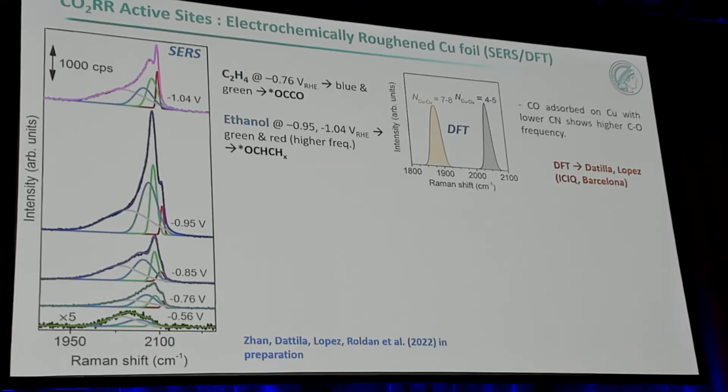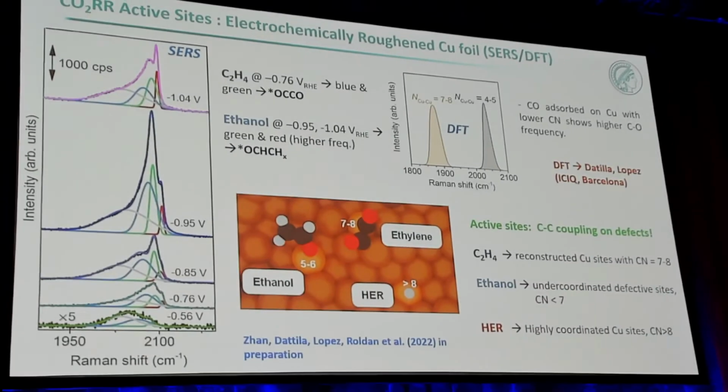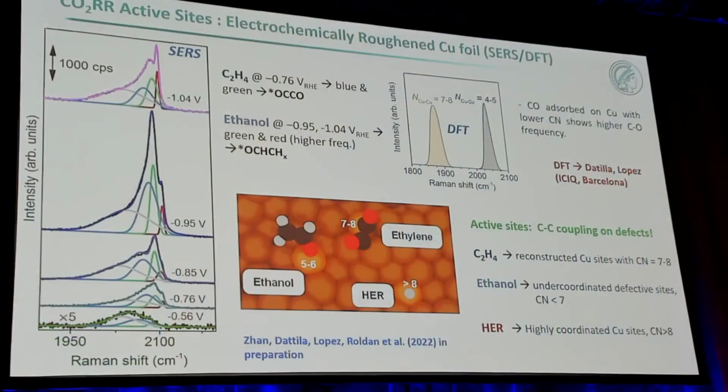And together with theory, we can find that in fact we need defects to have CC coupling. We see that when we are producing ethylene, according to theory, we have low coordinated sites of copper, in this case with coordination number between 7 and 8. When we are making ethanol, they are even more under-coordinated sites, with coordination numbers less than 7. And if you have a very flat surface, or a large coordination number, 8 or more, then we are making only hydrogen. So this is a nice correlation with the work on the single crystals. If I have a very flat surface with very few defects, I get the hydrogen selectivity.